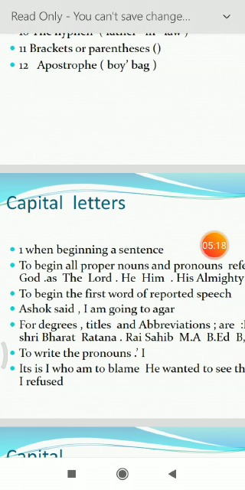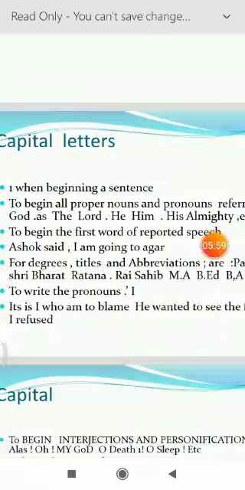The fourth rule is to begin the first word of reporting speech with a capital letter. For example, Ashoka said, "I am going to Agra." The I must be a capital letter because it is reporting speech. Then for degrees, titles and abbreviations, the first letter must be capital, for Padma Shri, Bharat Ratna, Rai Sahab, MA, B.Ed, BA, LLB and MBBS. For all these words, the first letter must be capital in good punctuated English writing.